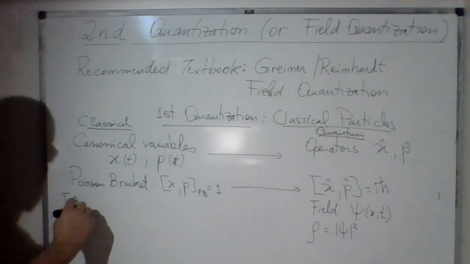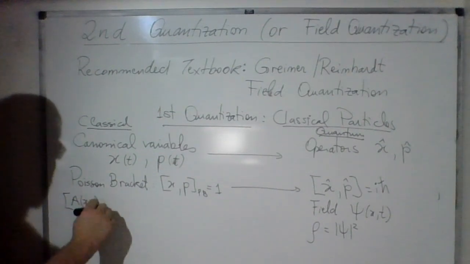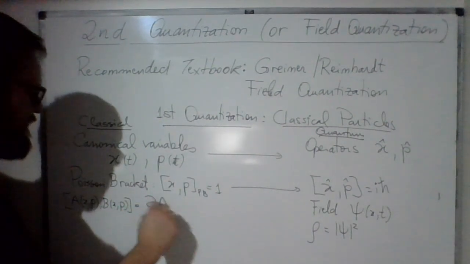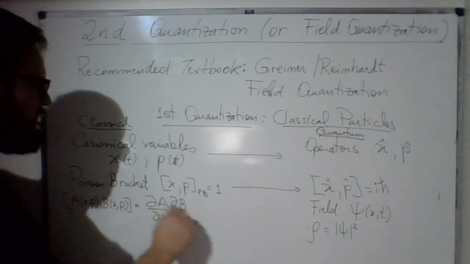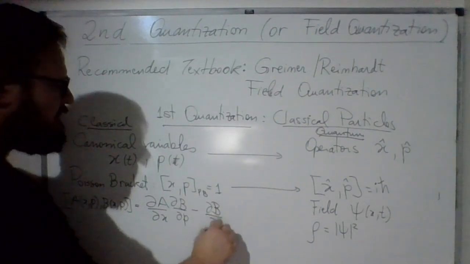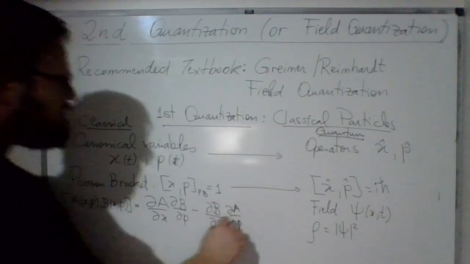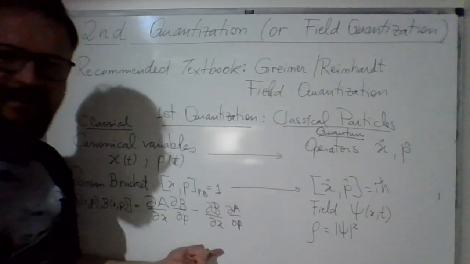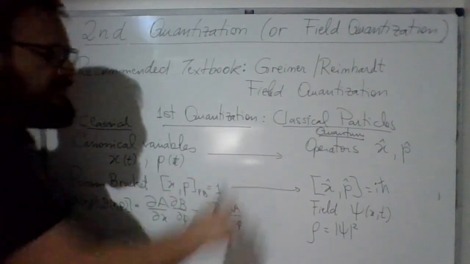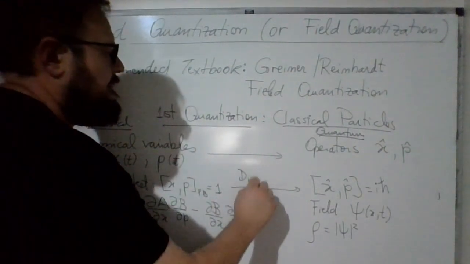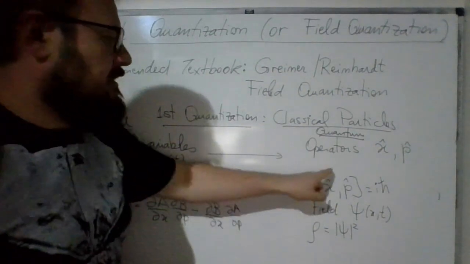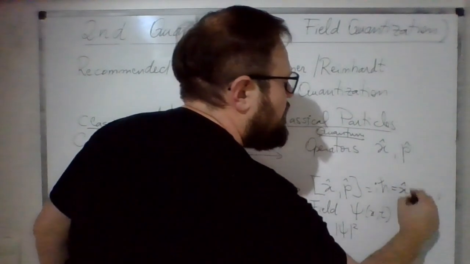Remember that the Poisson bracket of two variables depending on position and momentum is the derivative of the first with respect to position times the derivative of the second with respect to momentum, minus the same with the order reversed. That is, the derivative of b with respect to position times the derivative of a with respect to momentum. So for two variables, a Poisson bracket means you need to do that calculation. And in quantum mechanics, you replace it by a procedure which was described first by Dirac. You must replace the Poisson bracket by a commutator.